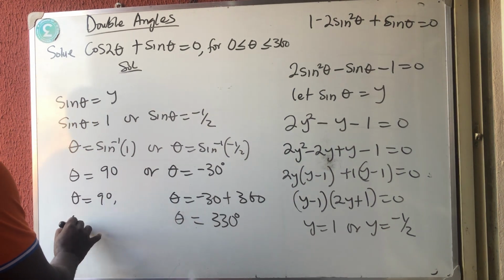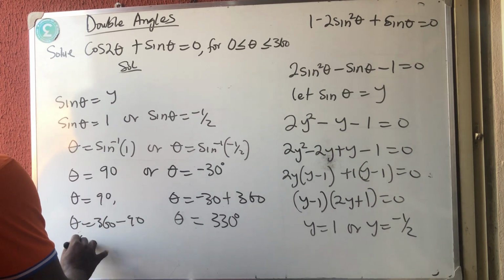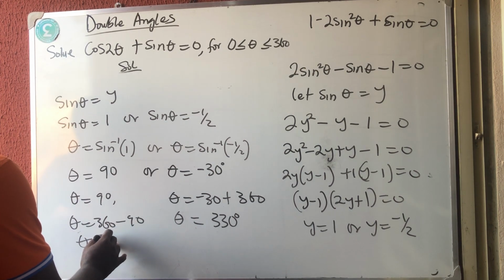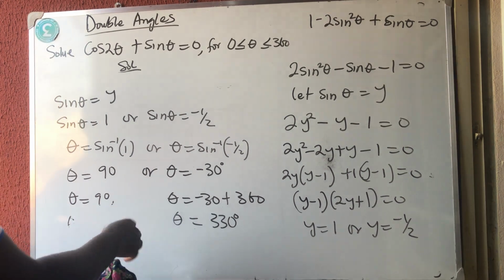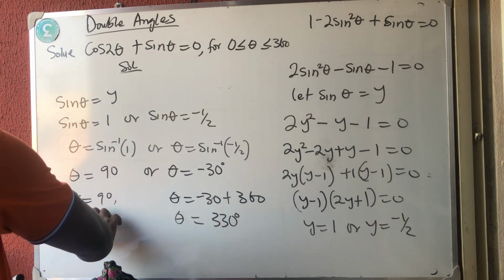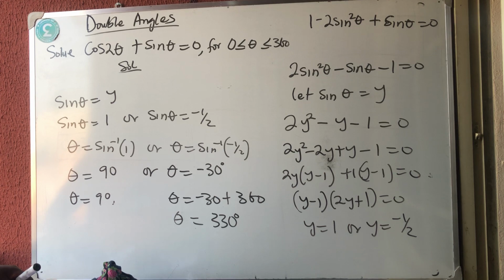Any other theta? Even this one itself, theta is equal to 360 minus 90. So theta is equal to what? Is it 270? No, this is not among. Okay, so these are the answers: 90 and 330. So thank you very much for watching. In our next video, we continue solving.